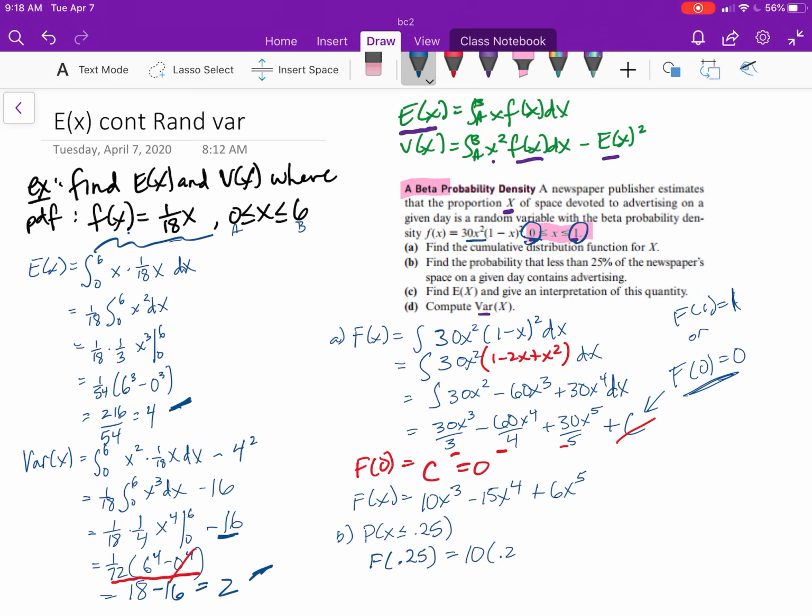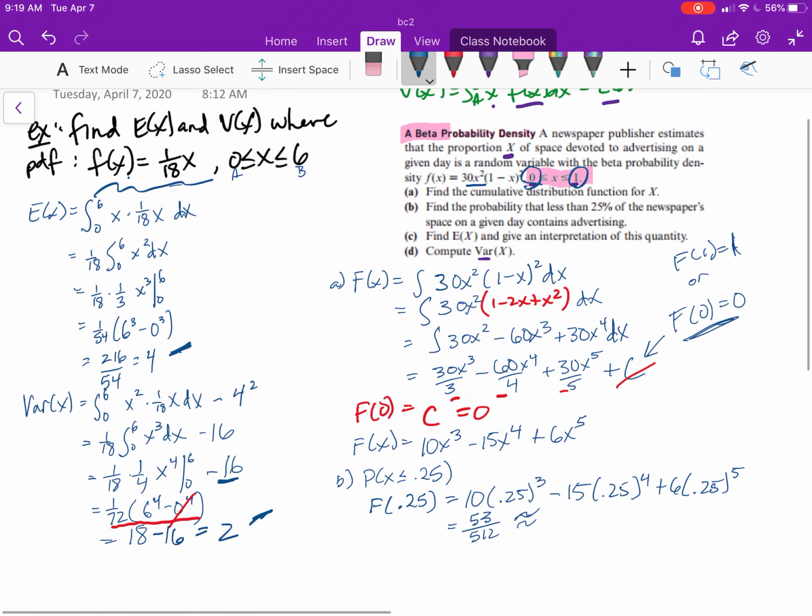So 10 multiplied by 0.25 to the third, minus 15, 0.25 to the fourth, plus 6 times 0.25 to the fifth, and I'll just get a calculator. I went ahead and did this beforehand because I knew I couldn't compute that. And as a fraction, 53 over 512. If you want a decimal, I'm just looking at it's about 10%, but just use your calculator for an approximate decimal answer if that's what is needed. All right, moving on.